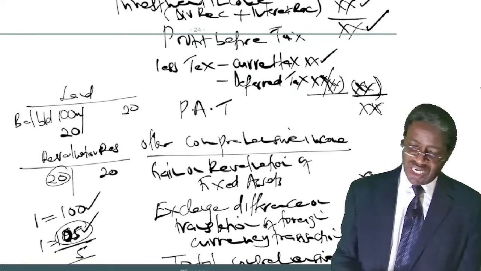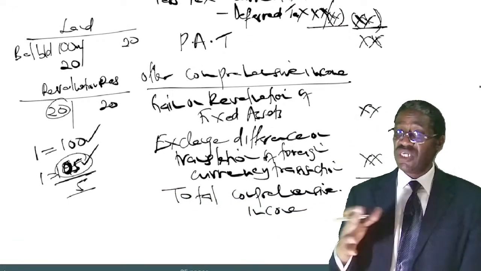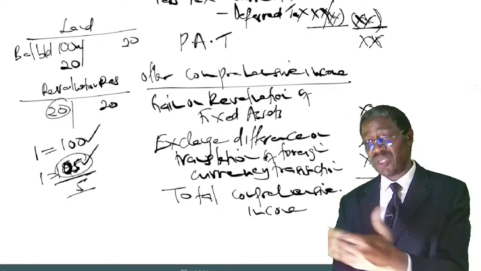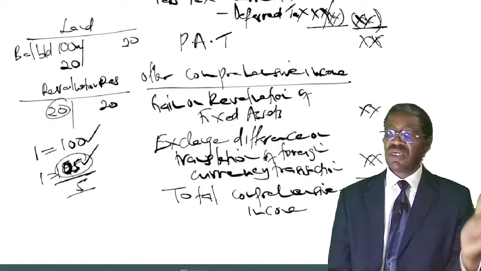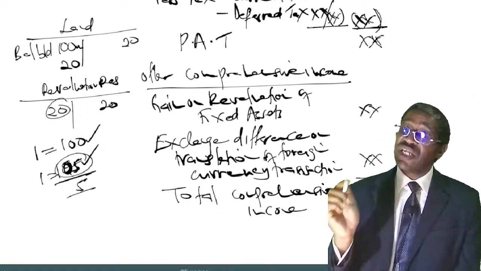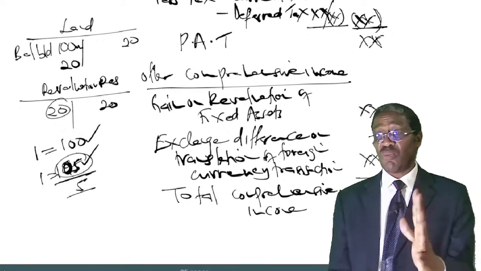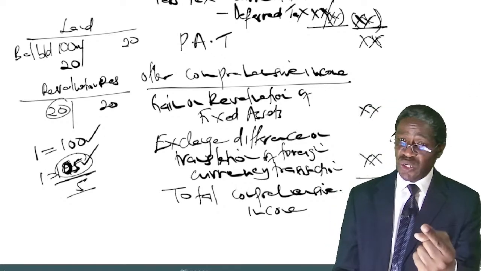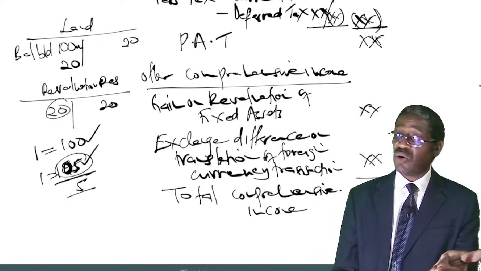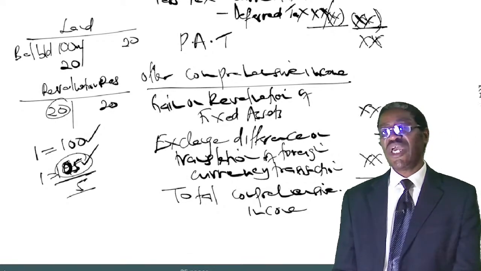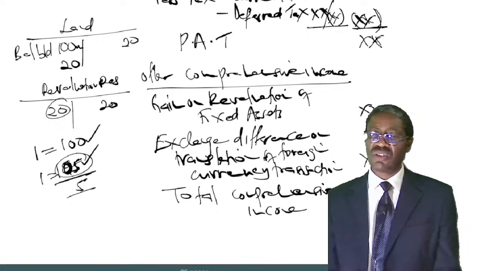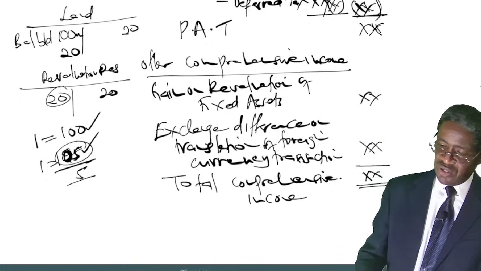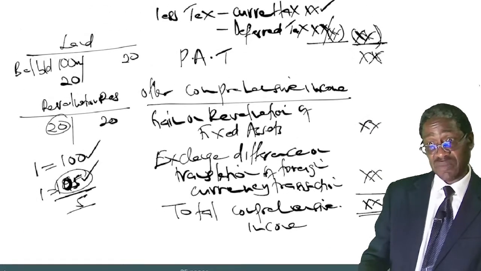Good. If the question is asking you to prepare a statement of profit or loss and other comprehensive income, or they just say statement of comprehensive income, then you now show other comprehensive incomes, whichever they are. I've given you two examples: one, gain or loss on revaluation; two, exchange difference on translation of foreign currency transactions. Good. Now, I'm through with that.